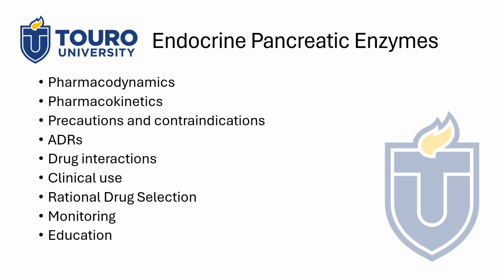About endocrine pancreatic enzymes. Now, the pancreas has dual roles. It's an organ of the digestive system and also the endocrine system. The exocrine pancreas produces enzymes that help to digest food, particularly protein. And the endocrine pancreas makes the hormone insulin, which helps control blood sugar levels, right? So there's a double purpose to it.